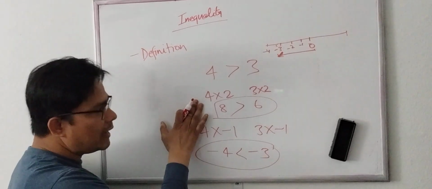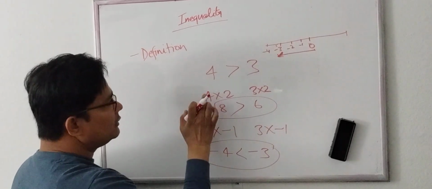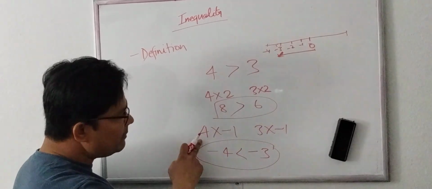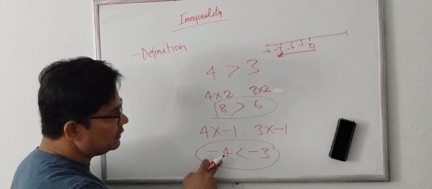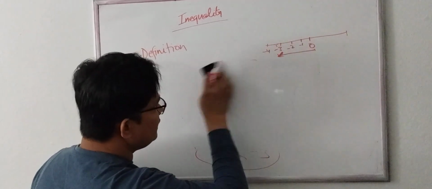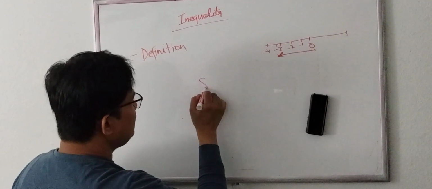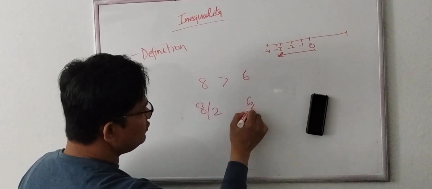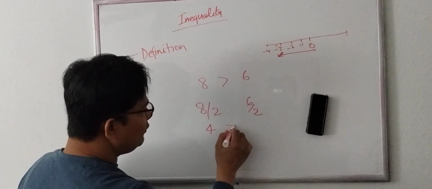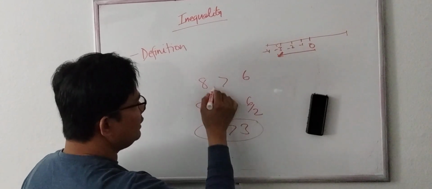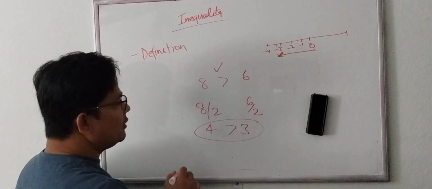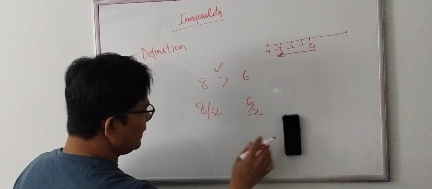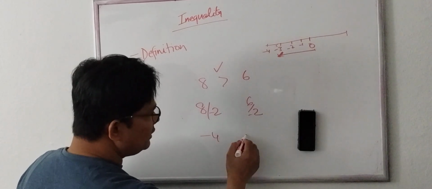So what is happening here? If we multiply by a positive number, the relationship will not change. But if we multiply by a negative number, the relationship will change. Same thing with division. Say 8 greater than 6. If we divide 8 by 2 and 6 by 2, the relationship will not change. 4 greater than 3. It remains the same relationship. But what happens if we divide by a negative number? 8 divided by -2 and 6 divided by -2. It becomes -4 and it becomes -3.